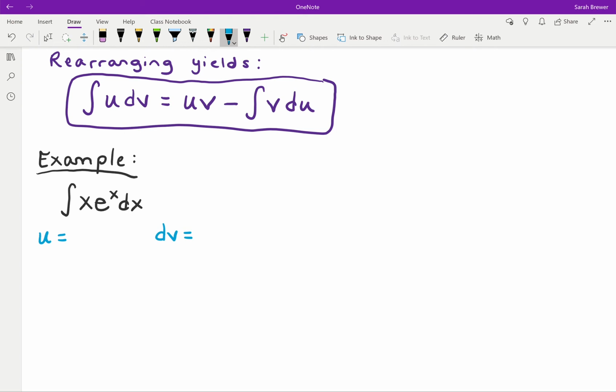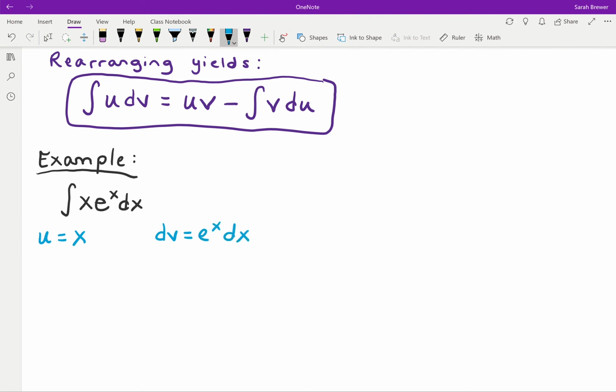In the case where I have x to a power times e to the x, sine x, or cosine x, typically I'm going to choose the monomial as my u, because when I differentiate that, it's going to knock it down a power. And then it doesn't matter if I differentiate or integrate e to the x, it's going to give me e to the x. Same thing if we had a sine x or cosine x. Those are just going to alternate between sine x and cosine x, plus or minus. So I'm going to choose e to the x dx for my dv.